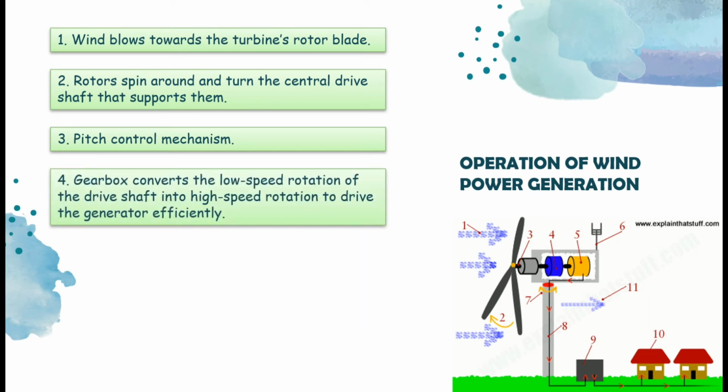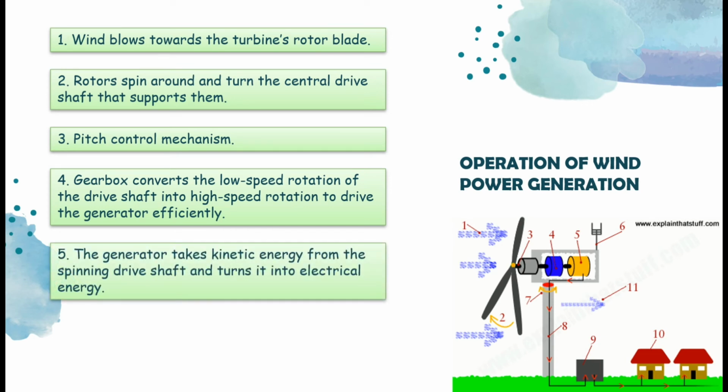Next, inside the nacelle, the gearbox converts the low-speed rotation of the drive shaft into high-speed rotation to drive the generator efficiently. Then, the generator takes kinetic energy from the spinning drive shaft and turns it into electrical energy. Running at maximum capacity, a typical 2 MW turbine generator will produce 2 million watts of power at about 700 volts.